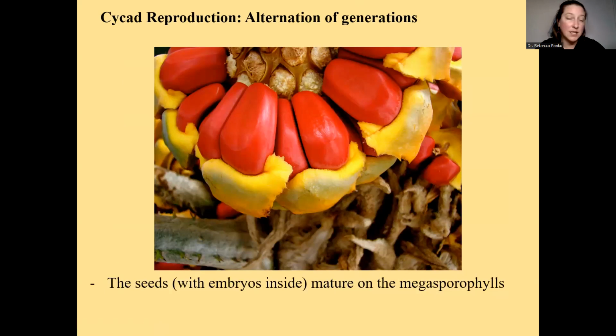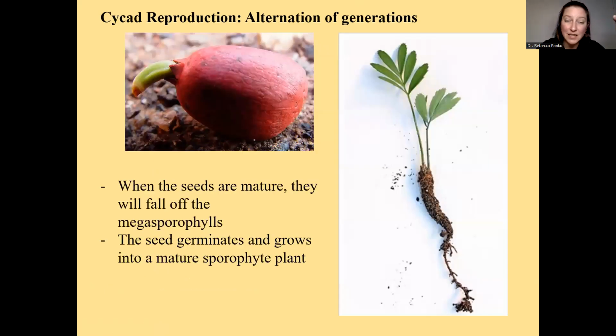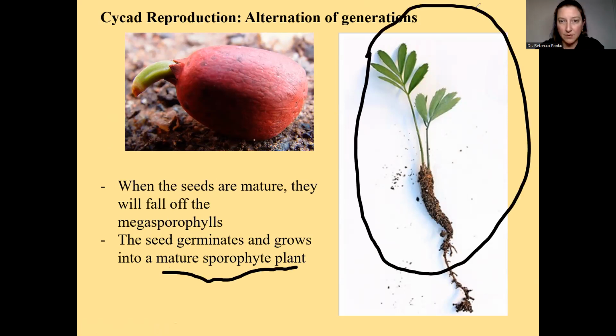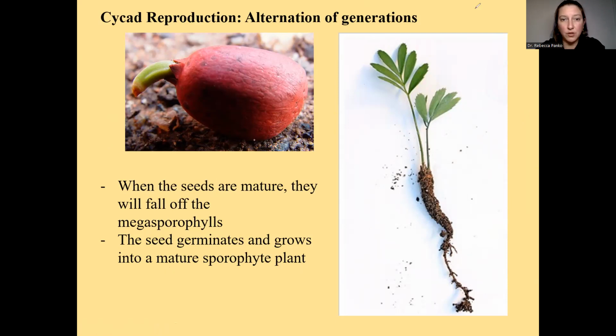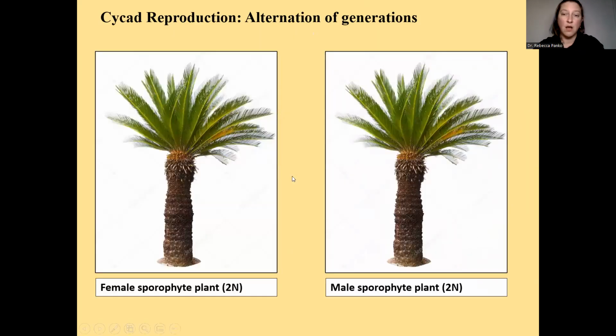So let's take one of these seeds. The seed falls off. Inside of the seed is what? The embryo, right? The baby plant. So as the embryo keeps growing, eventually the radicle root will come out, and then eventually the shoot and leaves will come out, and then your sporophyte plant will grow. And here is where we kind of started. New sporophyte plant will emerge from the seed. Okay.